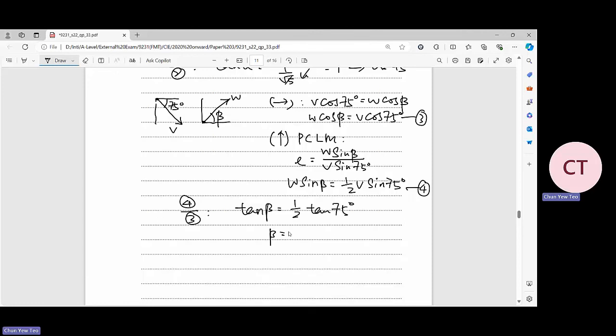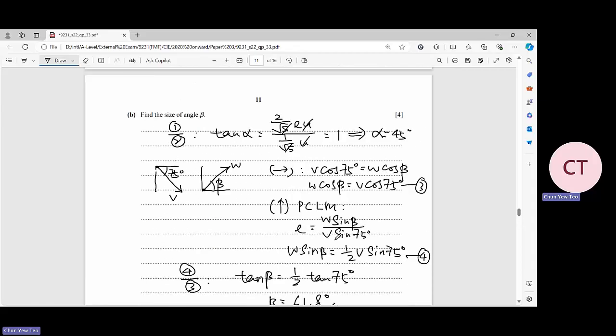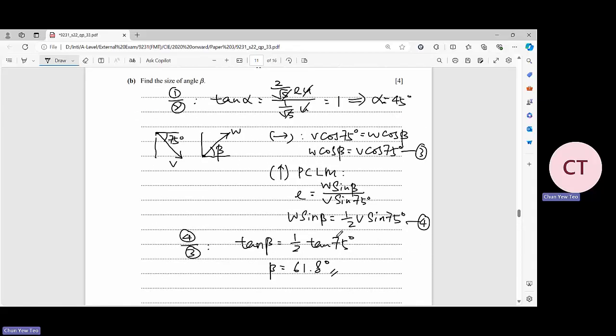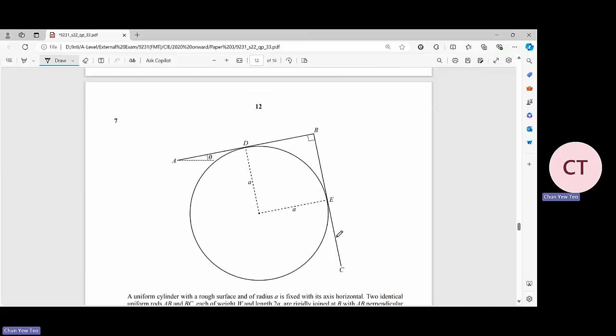So let me press the calculator over here. Tangent 75 divided by 2, arctangent, you get 61.8 degrees. Done. That's it. That is the answer for question number 6, part B. Okay, so now we move on to question number 7.